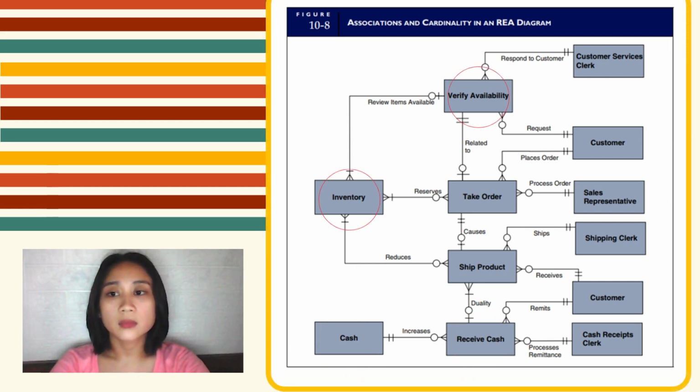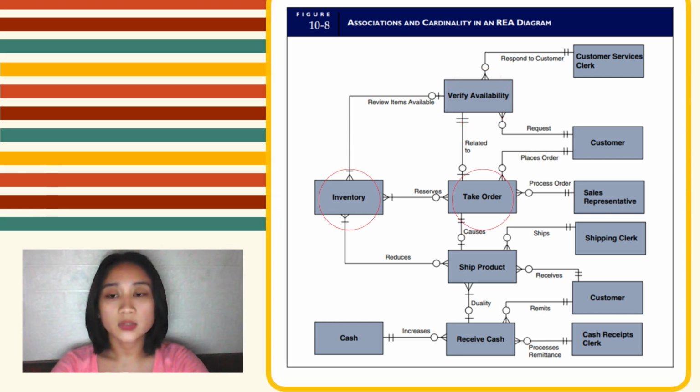The figure or the model in figure 10.8 depicts three examples of many to many associations. The first of these is between the verify availability and inventory entities. A one or many cardinality exists at the inventory end of the association and a zero or many cardinality lies at the verify availability end. This means the customer may ask about one or many items in inventory, but at the end, he may acquire or order zero or many items.